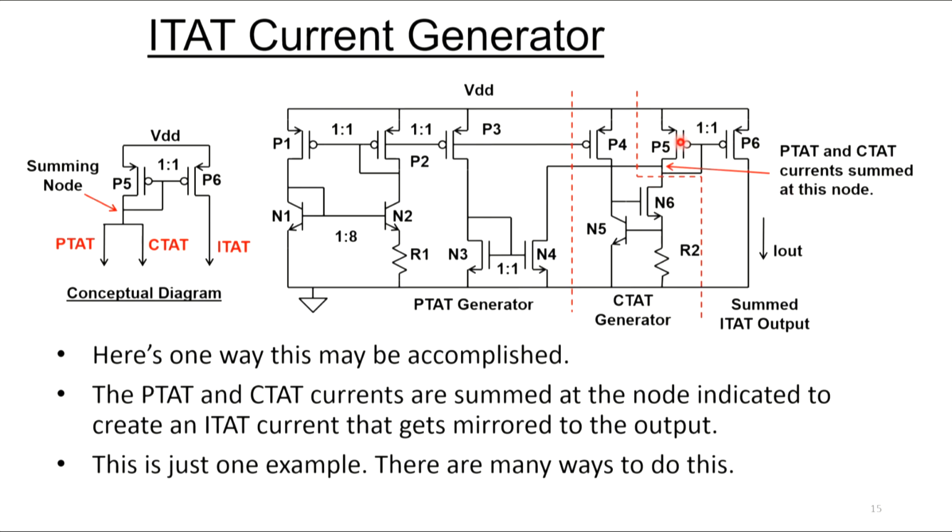Then we sum them at this node and run it up through a mirror and back down, and you get an IPTAT current coming out. So this is just one example of how this might be done. Believe me, there are many, many ways of doing this, but I'm just trying to give you the idea of how you would generate these currents that are stable over temperature.